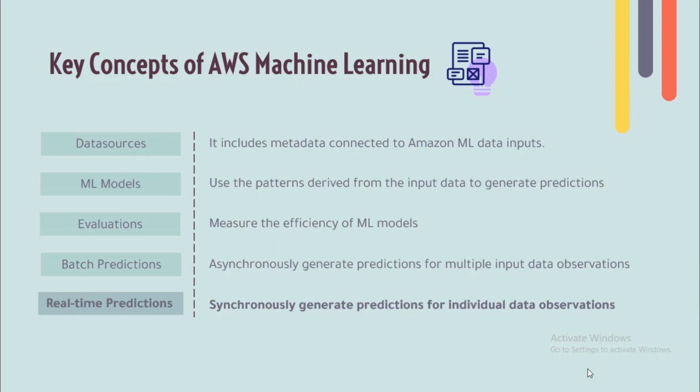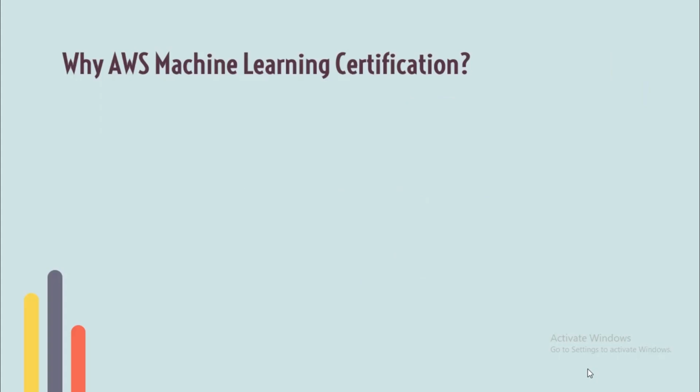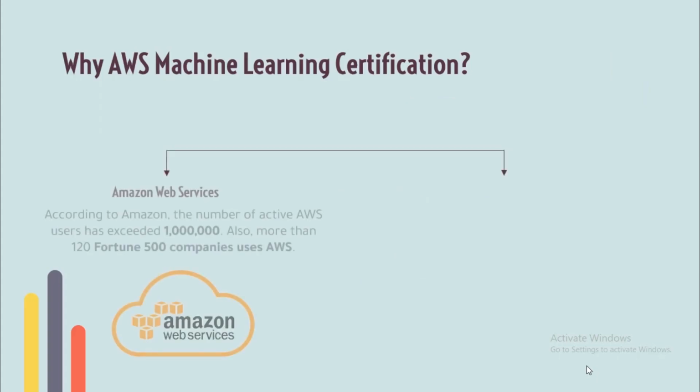So further, let us move on to the certification provided by Amazon, known as the AWS machine learning certification. Here we'll discuss the details related to it, starting off with why AWS machine learning certification. Let us first look into the stats for Amazon Web Services. According to Amazon, the number of active AWS users has exceeded 1 lakh. Also, more than 120 Fortune 500 companies use AWS.